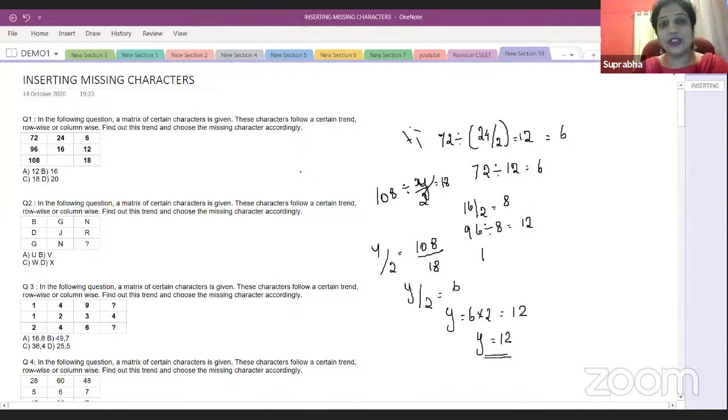Very simple calculation. This mathematics and all, I don't have to teach you. You would have learned it in 6th standard, 7th standard somewhere. Yes, good. Moving on to question number 2 now.